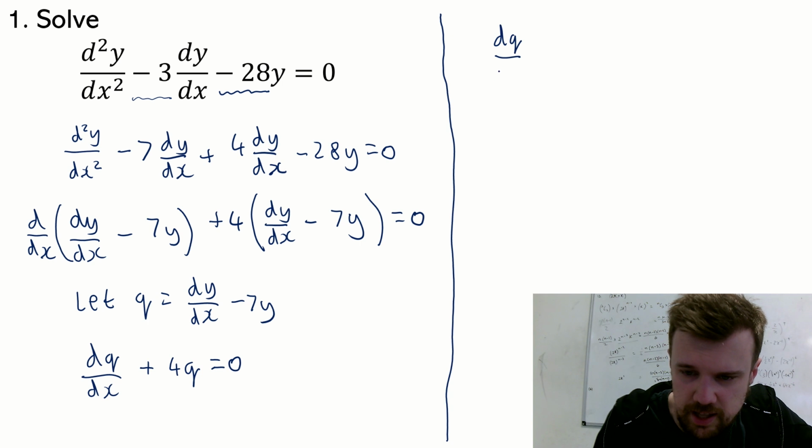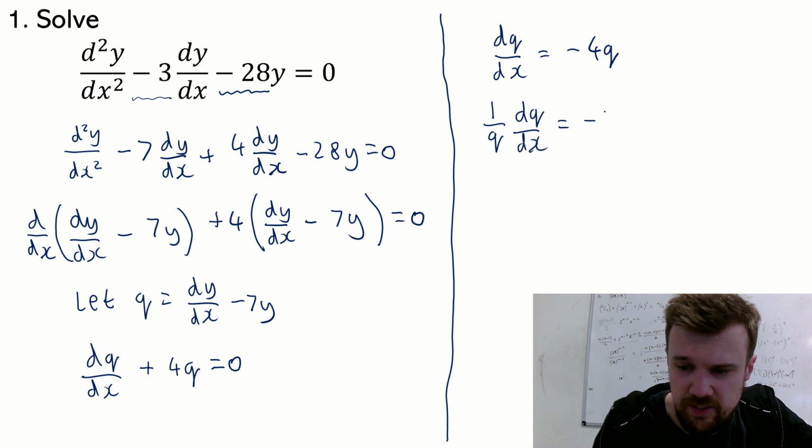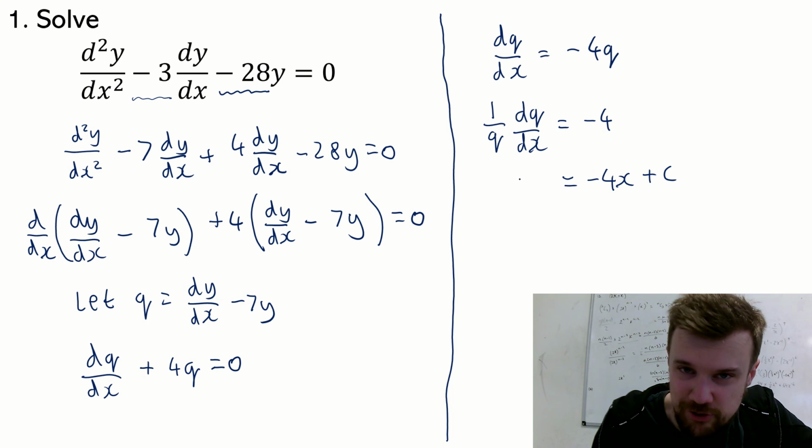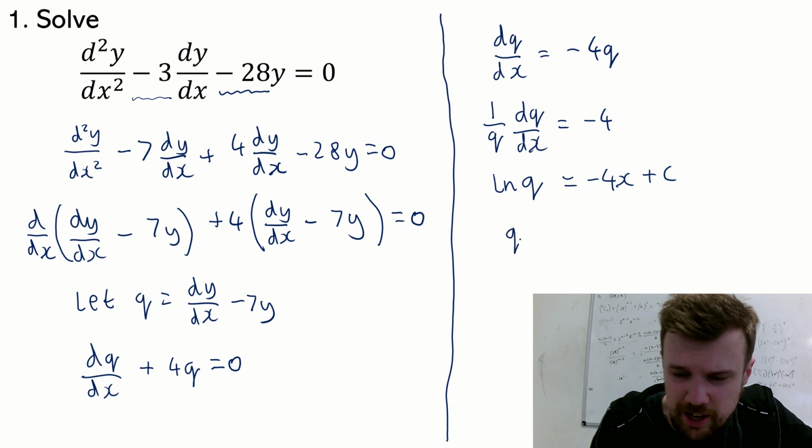So moving the 4q onto the other side, dividing both sides by q, and then integrating both sides with respect to x. The right-hand side would integrate to minus 4x plus c, and we don't need an integration constant on the left, because you only need to put it in one place when integrating both sides, but that would integrate to ln q. You could put the modulus sign around the q inside there, but it doesn't matter, because we're immediately going to get rid of the ln by doing e to the power of both sides.